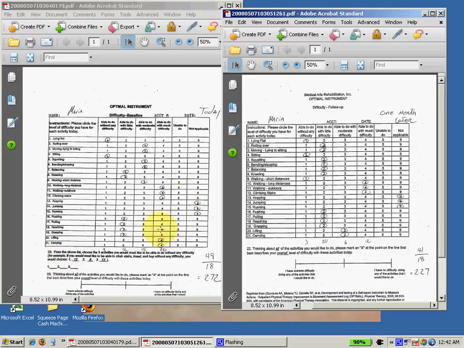So use the Optimal instrument. It's a benefit. It's a tool that every outpatient physical therapist should be using.